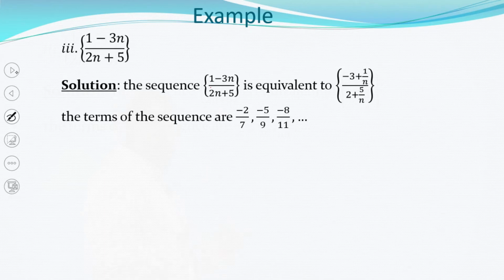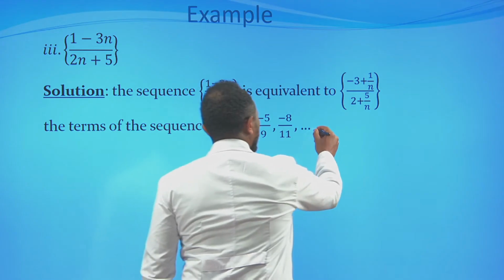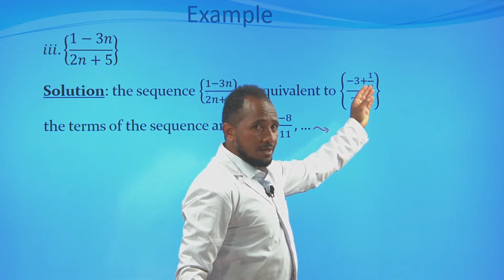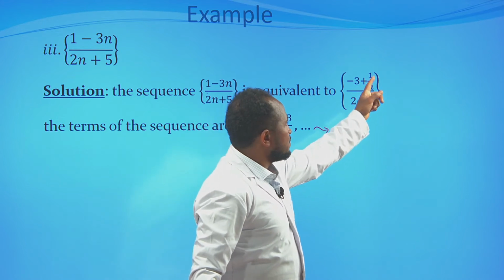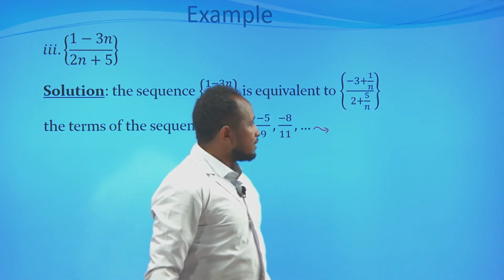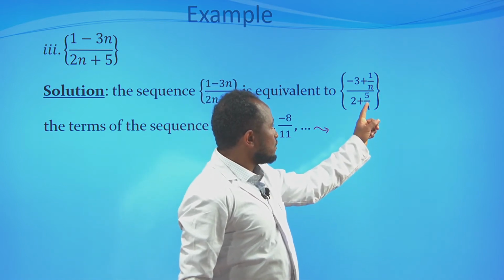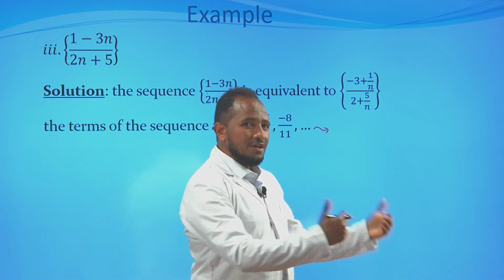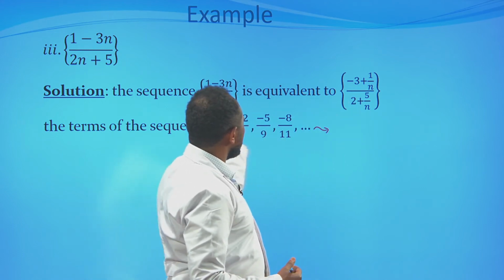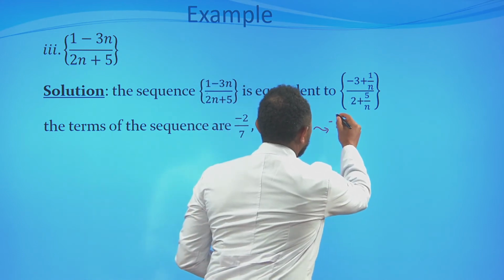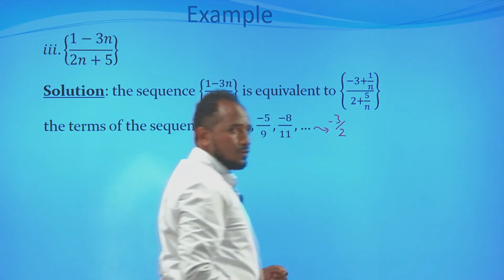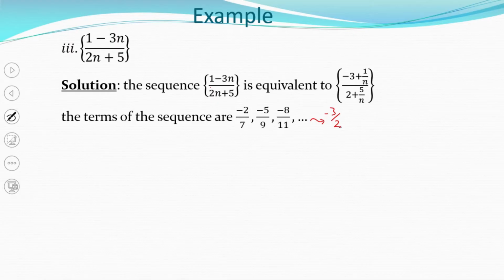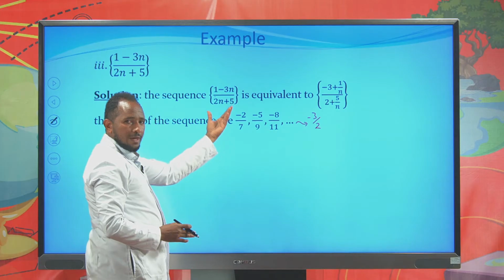When n gets bigger and bigger, where does it go? Let's assume n is a very big number. In this case, 1 over a big number is 0. Not only that, 5 over a big number is also 0. The final answer for this will be negative 3 over 2. So at infinity, this sequence goes to negative 3 over 2.